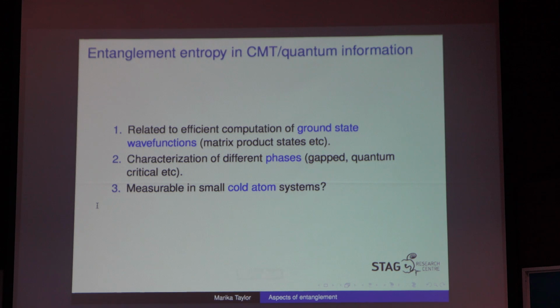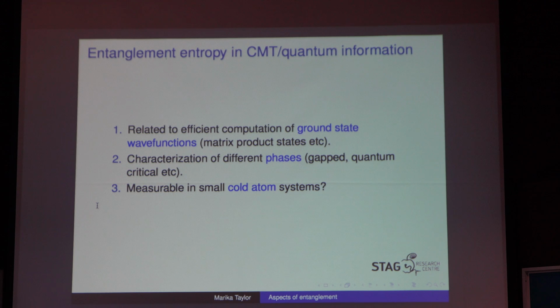Now, why do people calculate this in quantum information and condensed matter theory? Well, there are a number of different reasons. One is that ultimately the problem people are often interested in solving in these systems is: they've got some Hamiltonian of the system, and they want to know what the ground state is. The entanglement entropy is a tool used to efficiently find ground state wave functions. So it's related to matrix product state ansatzes and so on. It comes in very naturally there.